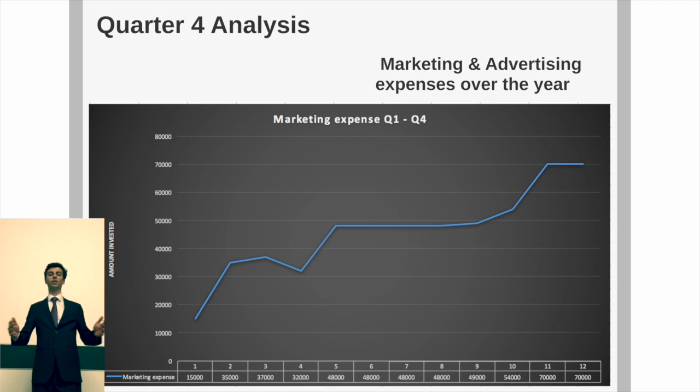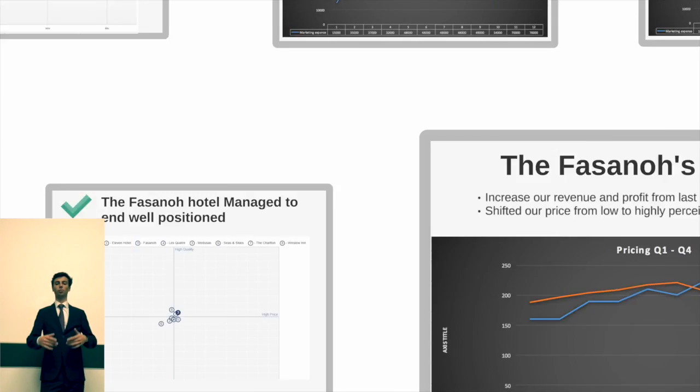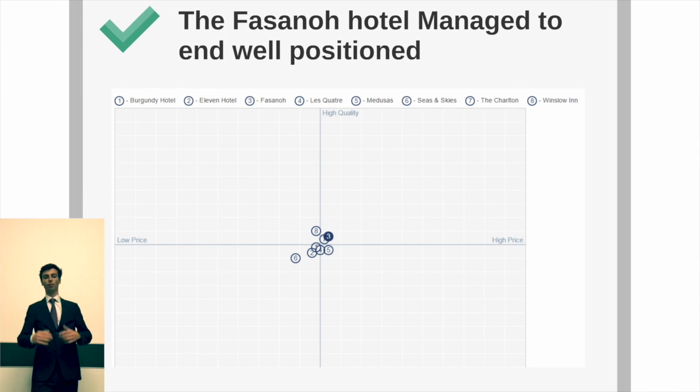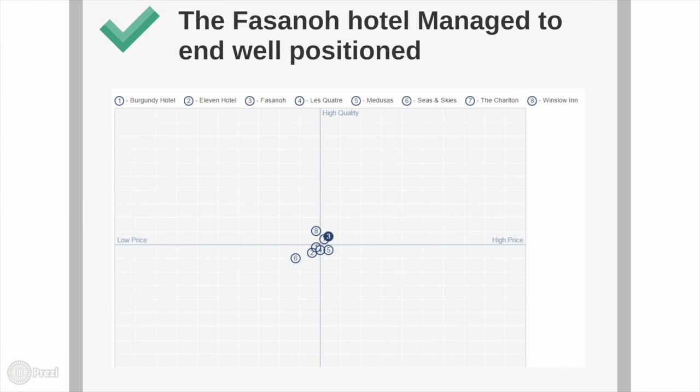Finally, regarding our facilities, it was the first time that we received relevant positive comments from our guests. This was also noticeable in the price map value. Indeed, we finished very well placed.